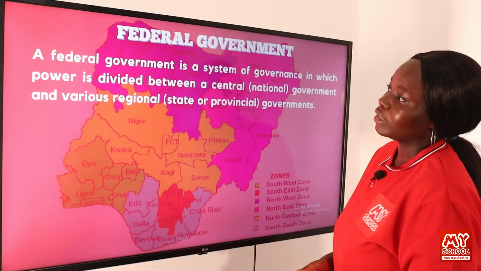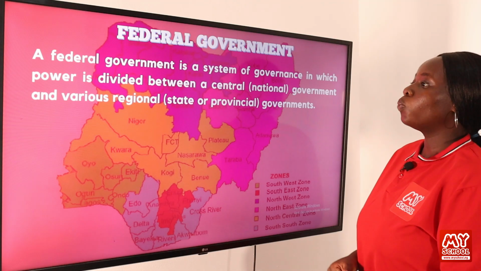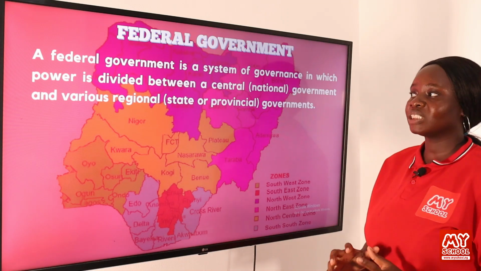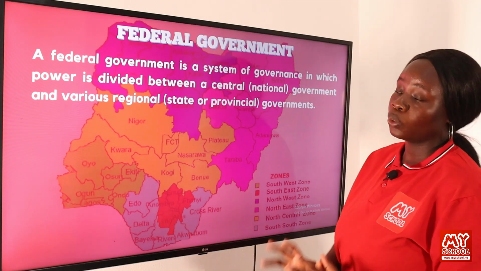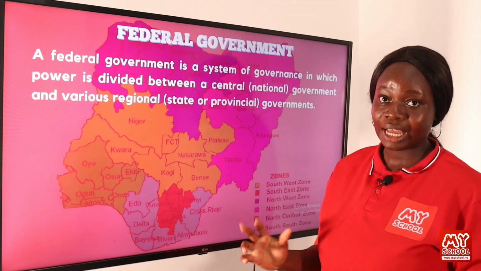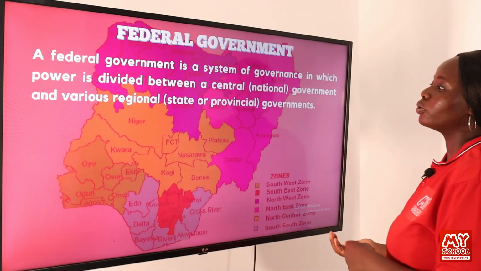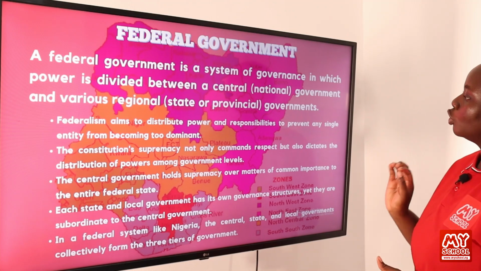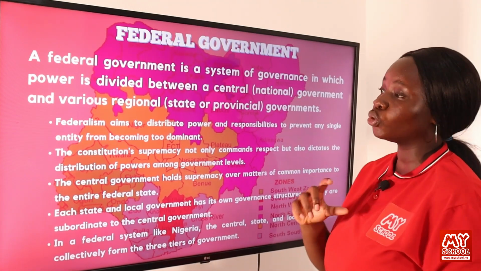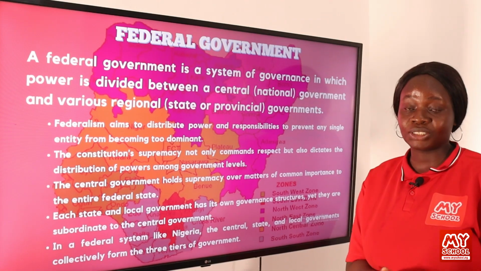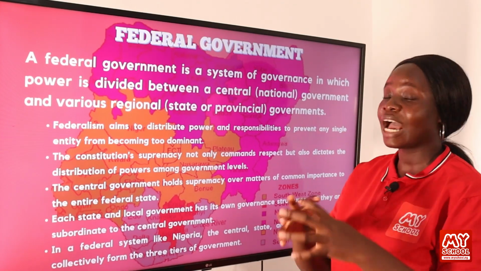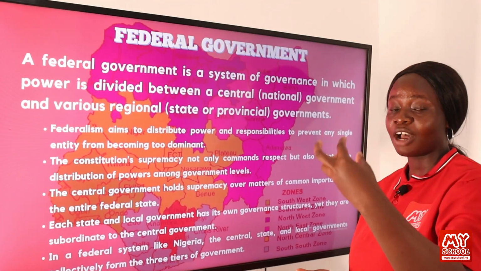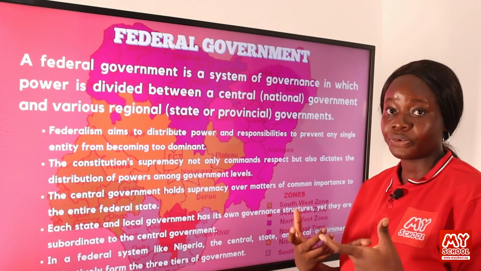Now we're moving on to federal government. A federal government is a system of governance in which power is divided between a central or national government and various regional or state or provincial governments. So this time around, power is divided among different units within the states. Let's move on to the next slide. Federalism aims to distribute power and responsibilities to prevent any single entity from becoming too dominant. So unlike a unitary state where power is concentrated in central authority, they have to distribute power in order to make sure that the central government is not too dominant. It doesn't have a lot of power that makes it authoritarian in a sense.